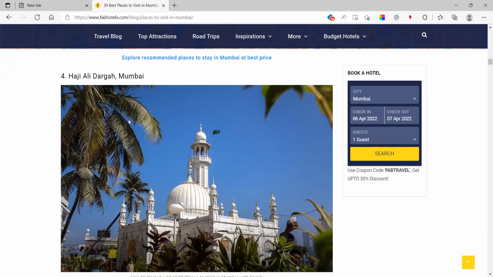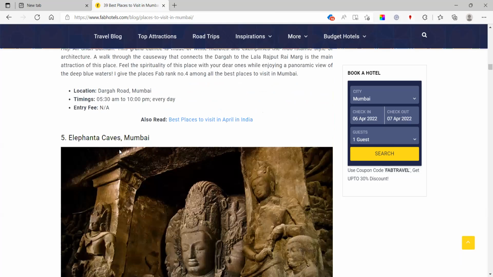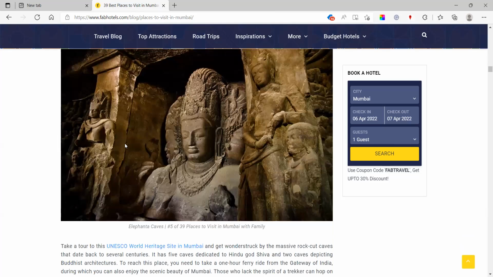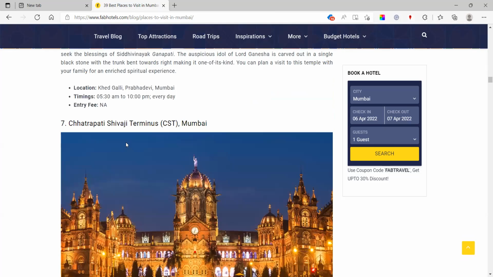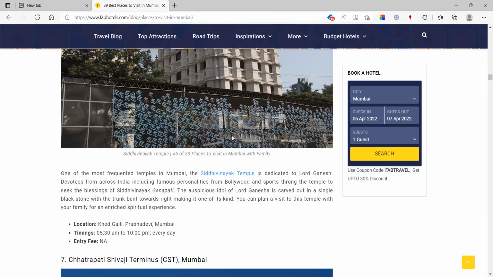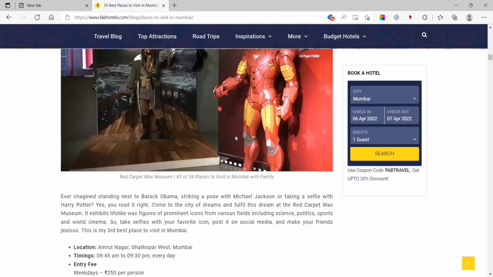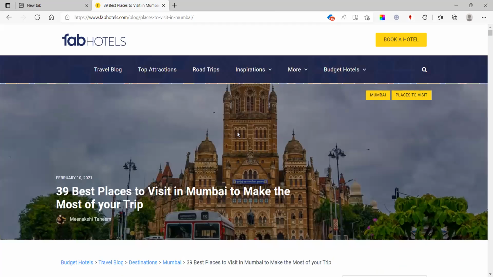Then Haji Ali Dargah in Mumbai. You can see that this Dargah is situated in the sea. And the fifth is Elephanta Cave, Mumbai. So my dear student, then Siddhi Vinayak Temple, Mumbai, and Chhatrapati Shivaji Terminal, CST. These are the data available on the internet, which basically set the trend. Trend means we don't need to invest our time to find out the best places to go.